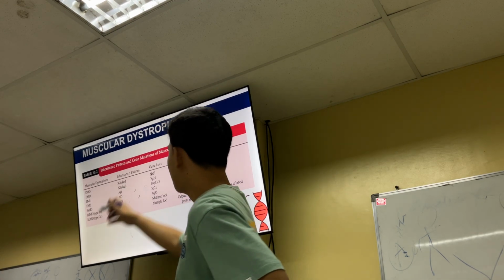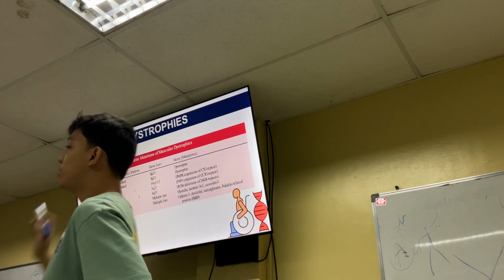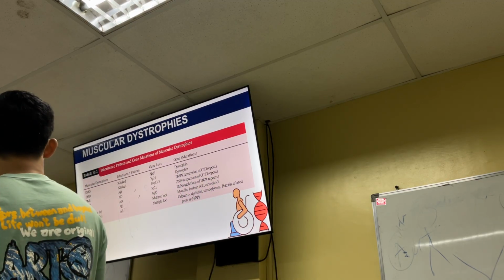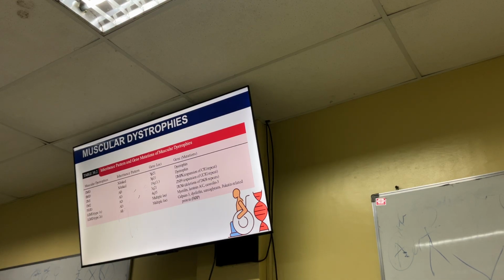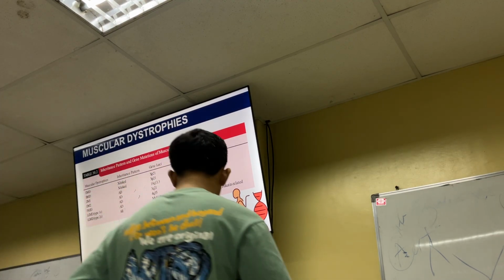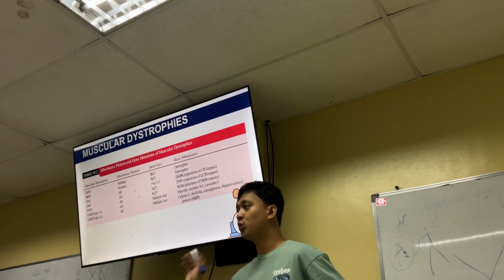Duchenne is X-linked. Becker is X-linked. The gene is Xp21, or chromosome X, short arm 21, and the affected protein is dystrophin. So, how will you differentiate Duchenne from Becker, or Becker from Duchenne?